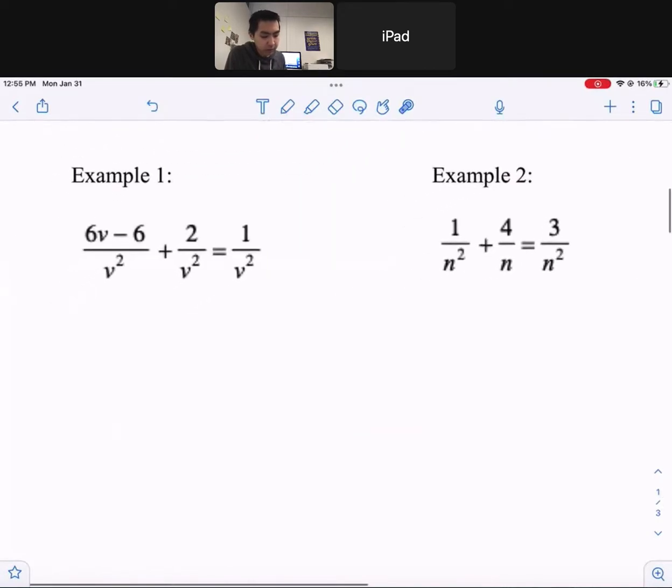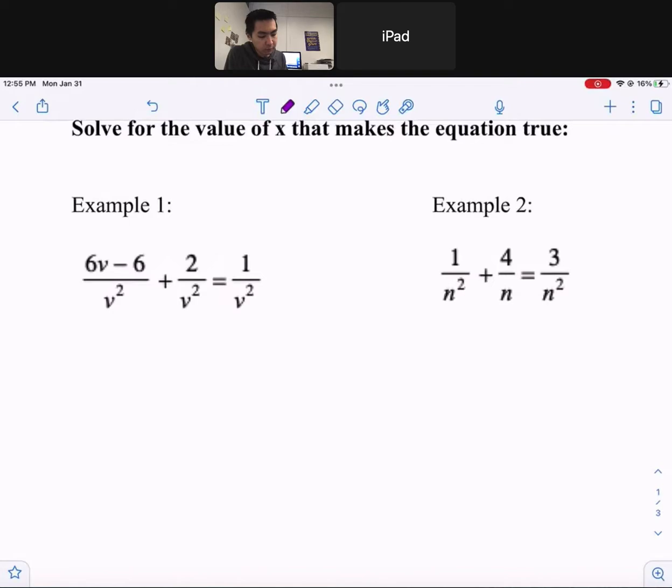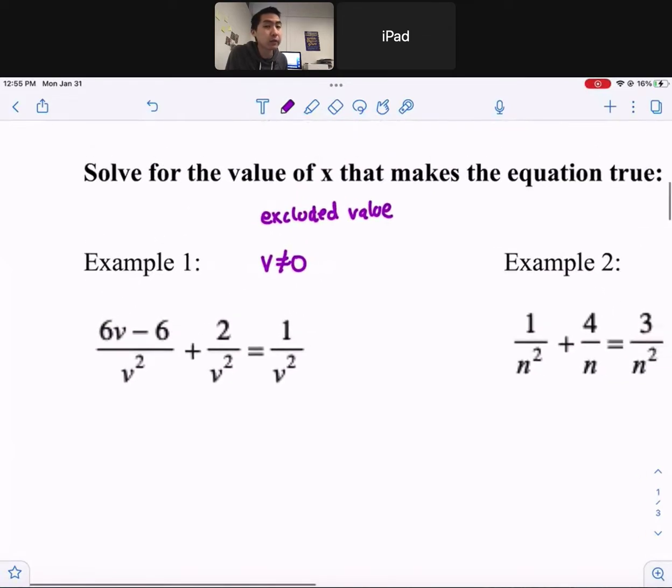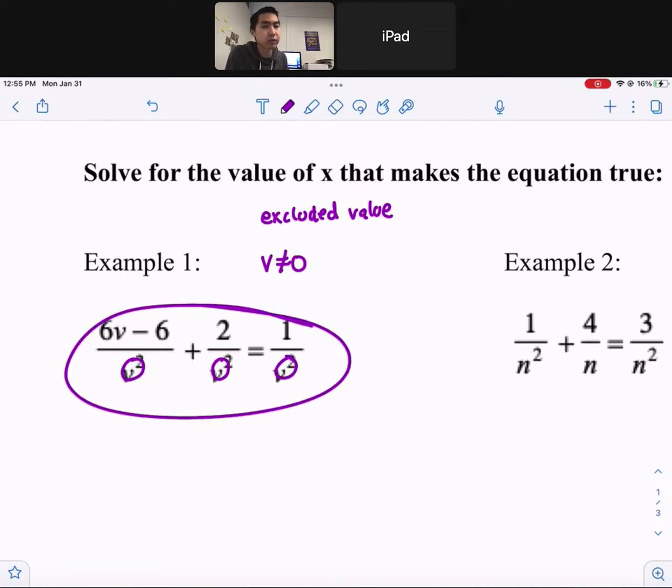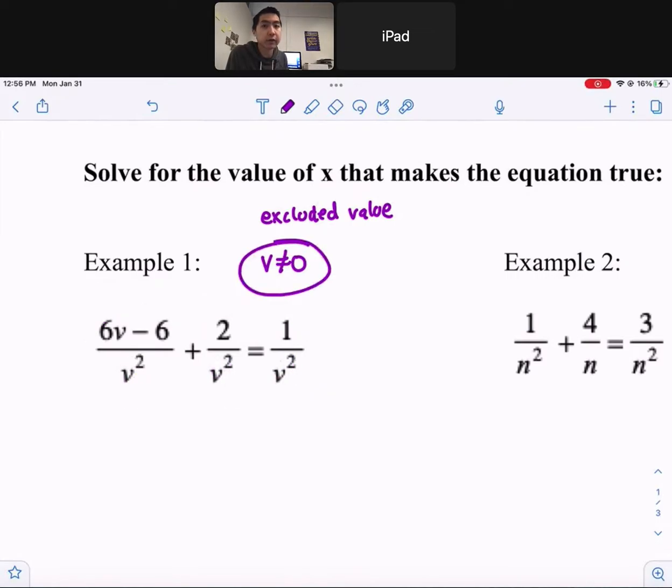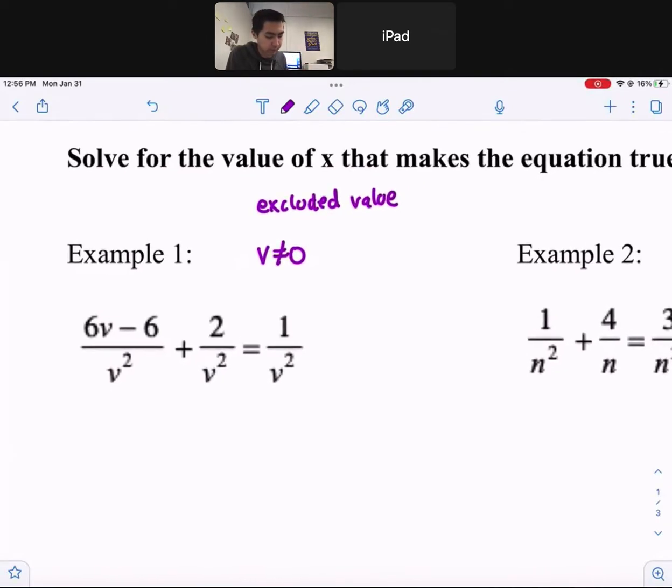When we take a look at example 1, first we have to say that v cannot be 0. This is what we call excluded values. The reason v cannot be 0 is that all of these fractions would be over 0, which produces an undefined answer. You can't solve for anything divided by 0. So we have to state all the values that would make the denominators 0, each one individually. Now let's get the LCD, which is v to the second.